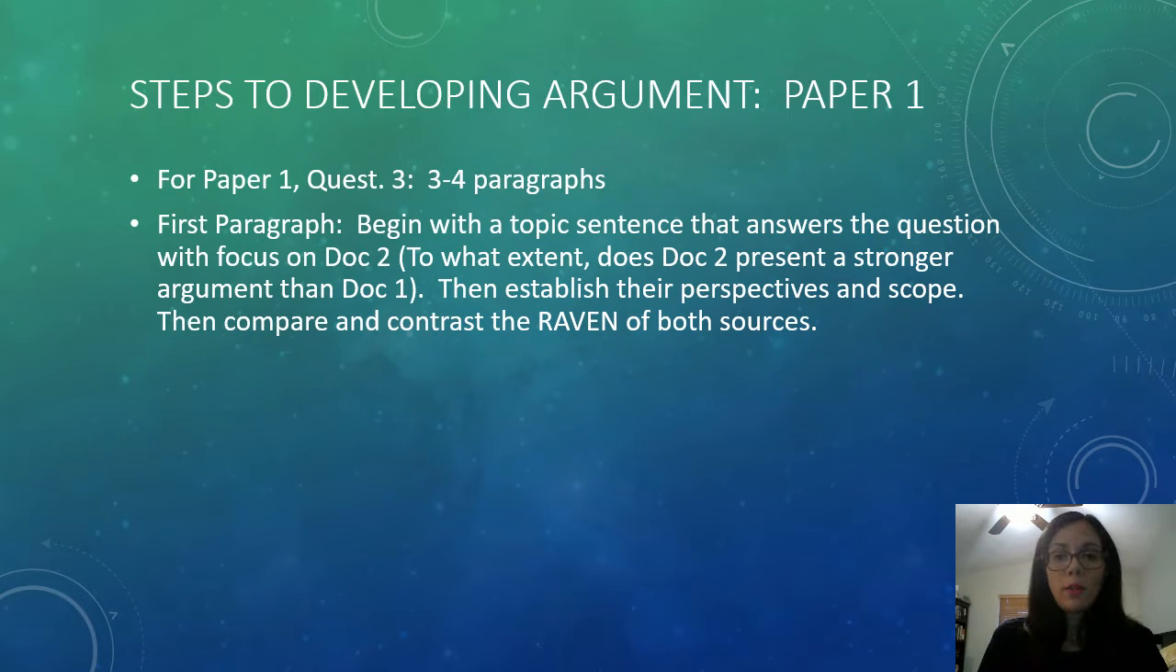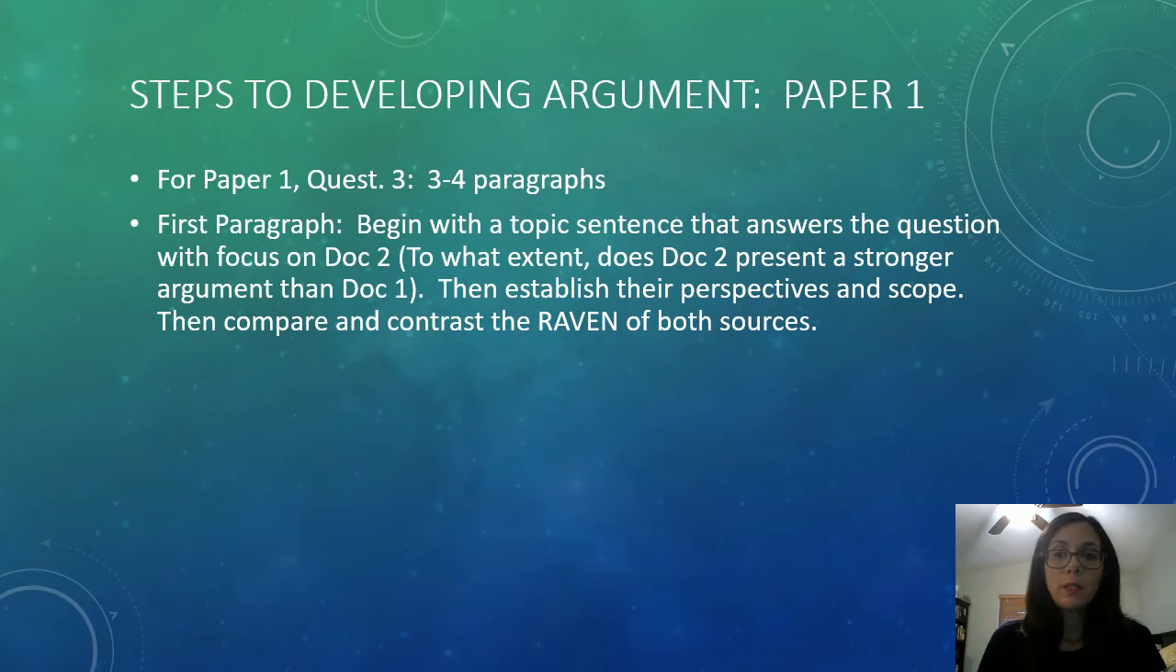In the first paragraph, it's also very important to have a clear topic sentence that answers the question. And typically the question is phrased as, to what extent does document 2 present a stronger argument than document 1? It's always about document 2. So you have to say, to some extent, document 2 is stronger if you only felt it was a little bit stronger. To a great extent, document 2 is stronger if you felt it really was the better of the 2. And if you don't feel it was stronger, you still have to say, to no extent is document 2 stronger, because the question revolves around document 2.